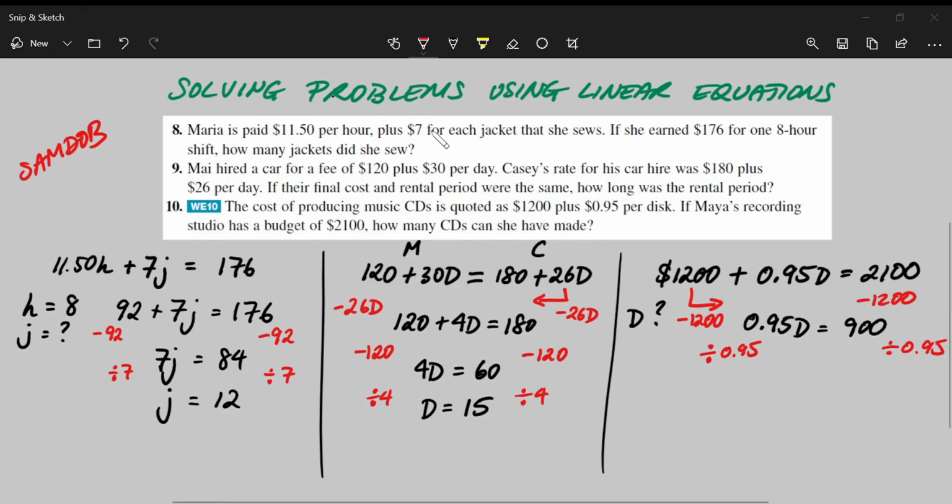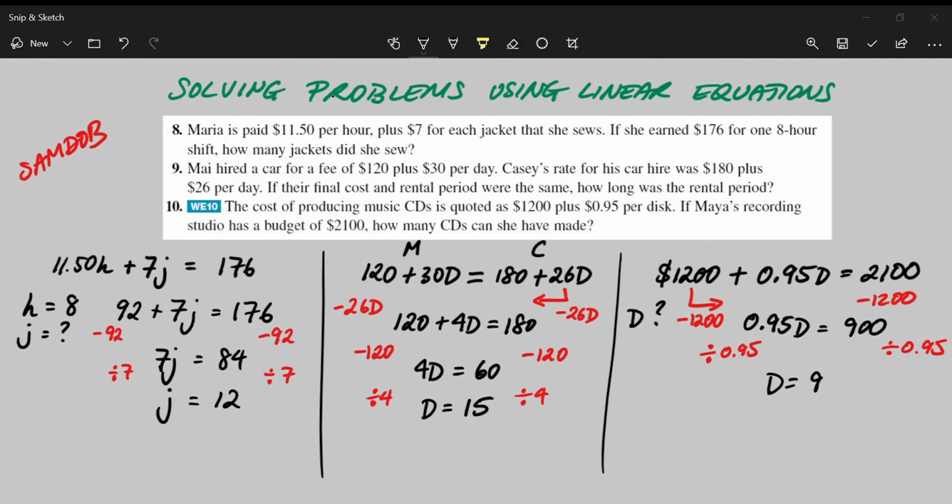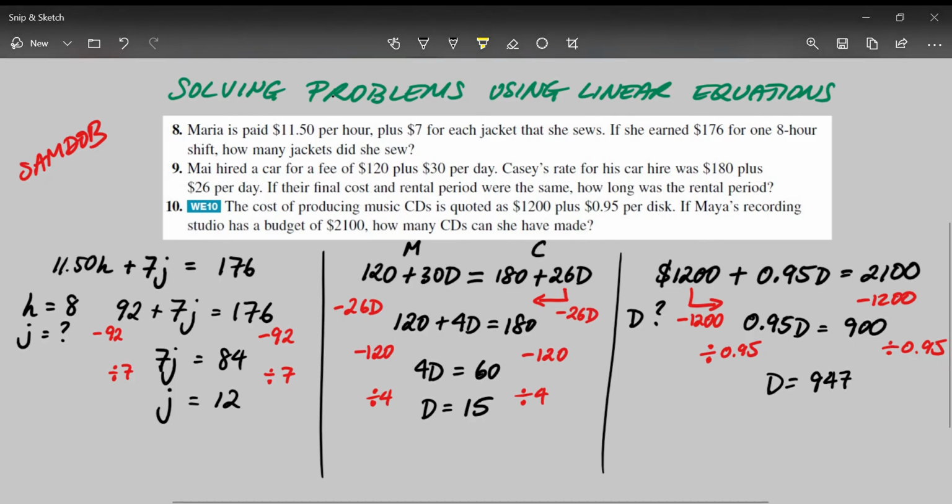So we want to round it down to the nearest whole. Going back to the calculator just to make sure, 947.37. So D is equal to 947.37. Obviously, she can have 947 discs made up in that budget of $2,100 that she has.